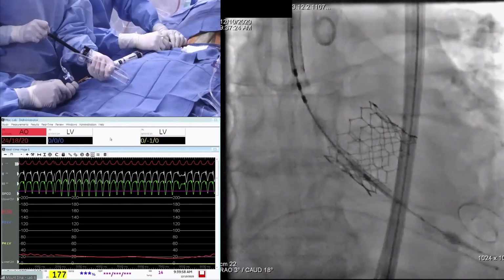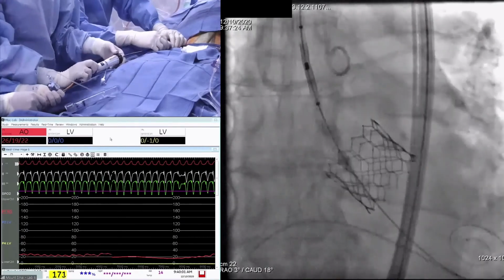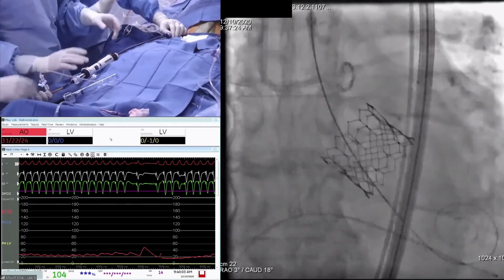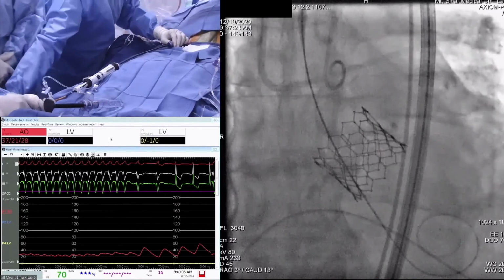And you keep pacing. When do you stop pacing? You only stop pacing after the balloon comes out. Once the balloon is completely deflated, you stop pacing.